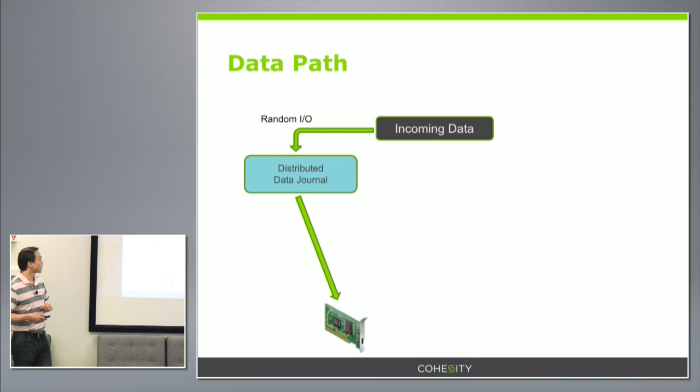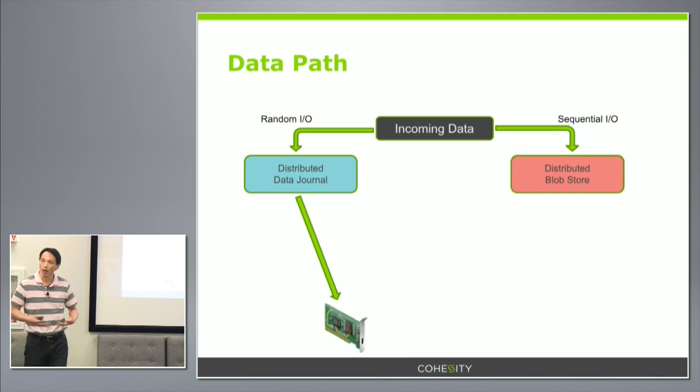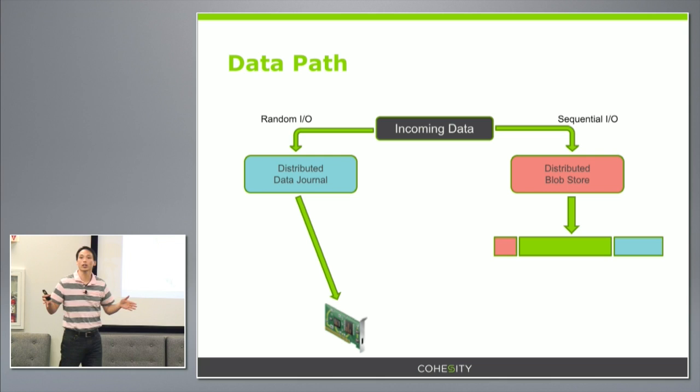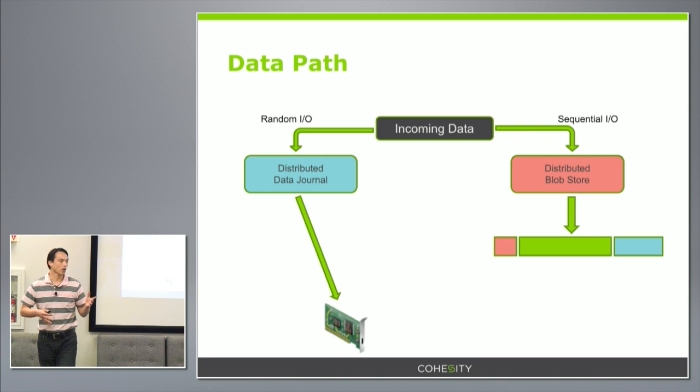If we determine this is sequential I/O, then we give it to our blob store, which manages the blocks on disk. One of the things it does is chunk up this incoming data into variable size chunks. And these chunks are our units of deduplication. And we use Rabin fingerprint to determine the borders of these chunks so that we get maximum chunk deduplication.